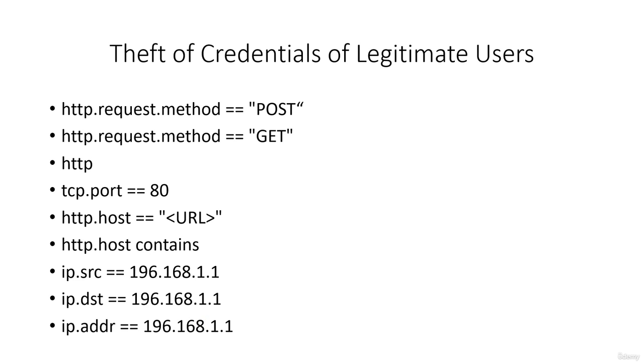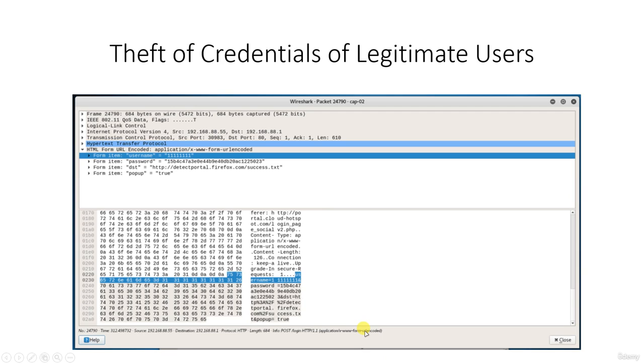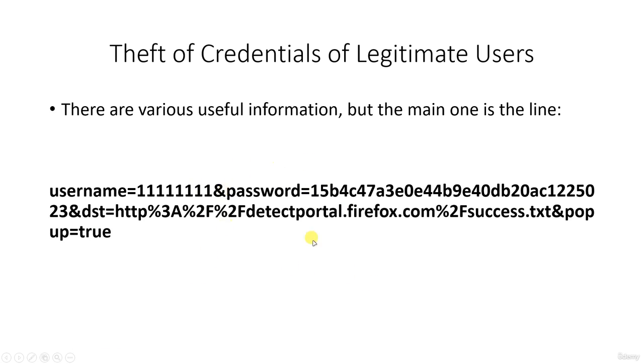To speed up the process, I connected from another device and logged in with arbitrary data. I entered 11111 as the username and 22222 as the password, as you can see in here, username. So this is the intercepted data from Wireshark. There is various useful information in here, but the main one is this line, this one.